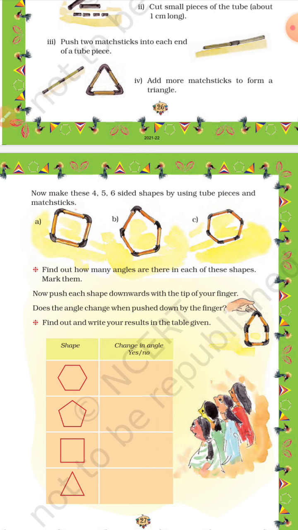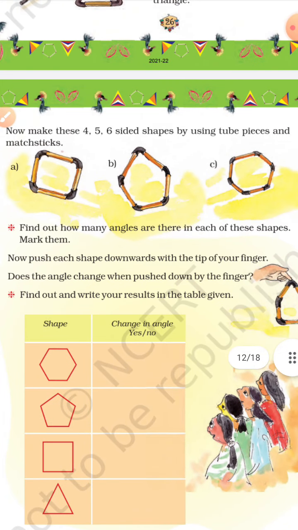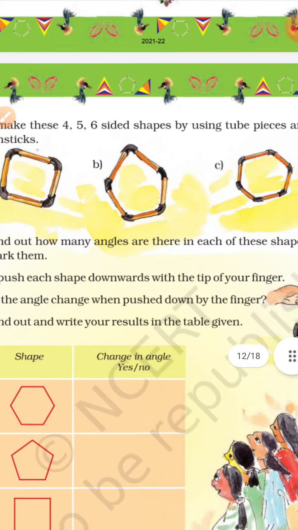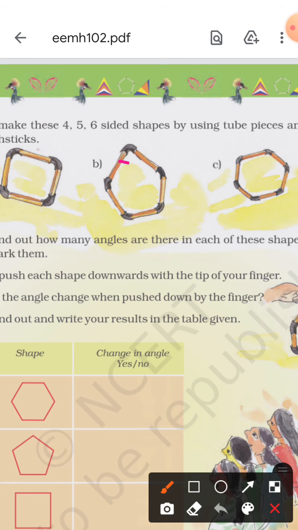Now make these 4, 5, 6 sided shapes by using tube pieces and matchsticks. Now we have to find out how many angles there are in each of these shapes, and also we have to mark them. So if we enlarge this page and try to mark all the angles, we are getting the angles here.